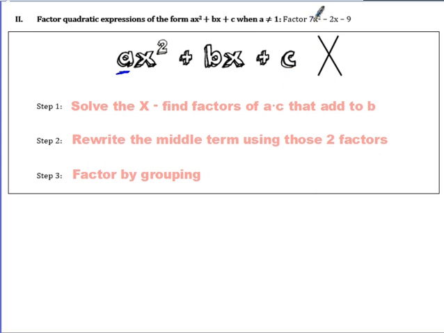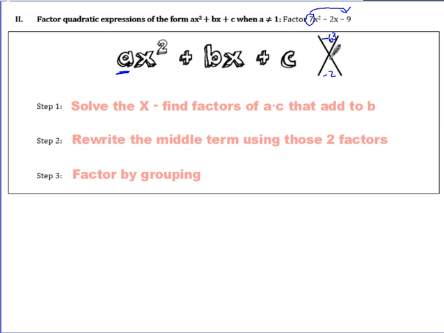So in this case, 7x squared minus 2x minus 9. That is what we're going to factor. And we have a little trick here that we have to do first. We have to take this 7 and multiply it by c, so we're going to multiply it by negative 9. 7 times negative 9 is negative 63. So I'm looking for factors of negative 63, numbers that multiply to negative 63, and when they add, I get negative 2.